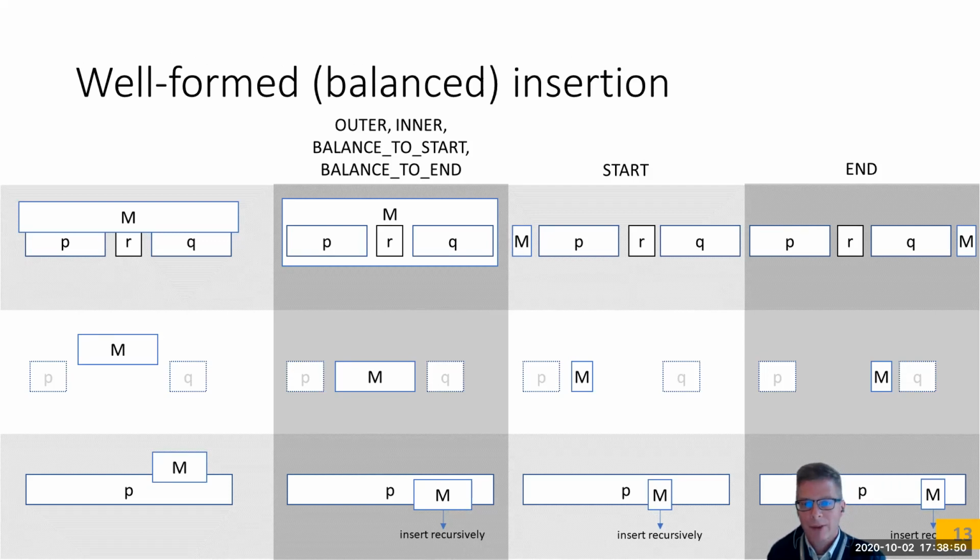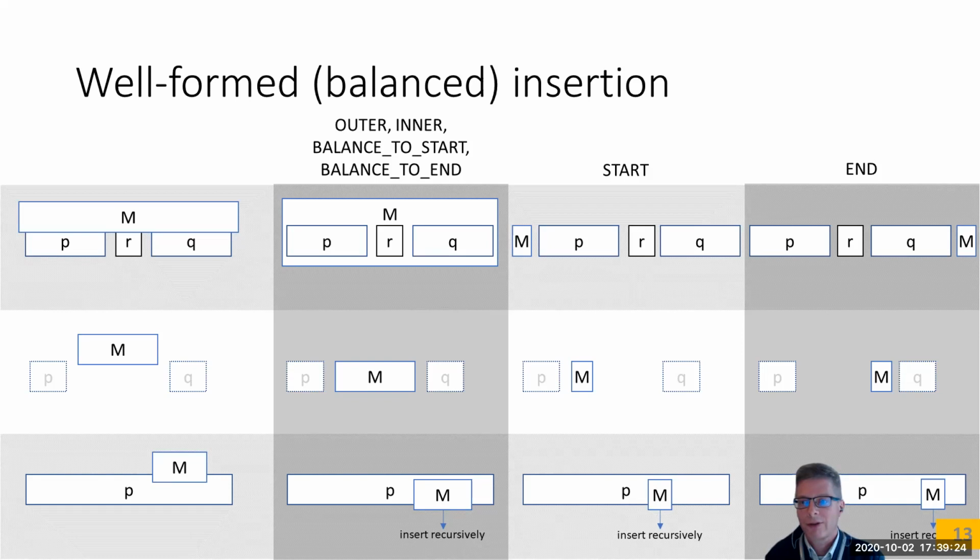If M in the second row is inserted between 2 elements but doesn't contain any existing elements, it's just inserted at the place where we want to insert it. And when M is inserted into one element P, that's the lower row, then we insert it recursively. So we'll see what happens with the children of P. So the insertion procedure, the insertion method is called recursively.